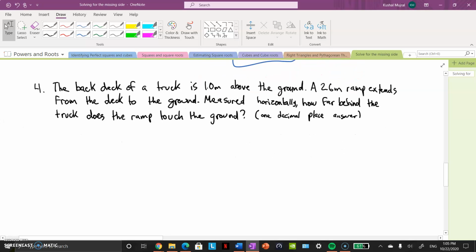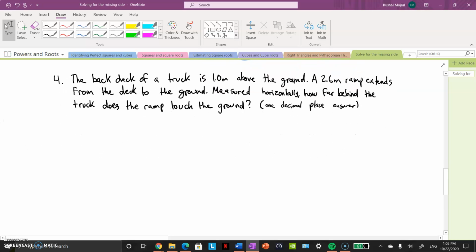Let's take a look at this last question here. The back deck of a truck is 1 meter above the ground. A 2.6 meter ramp extends from the deck to the ground. Measured horizontally, how far behind the truck does the ramp touch the ground? Okay, so we want a 1 decimal point answer here. So we're going to start with a diagram.